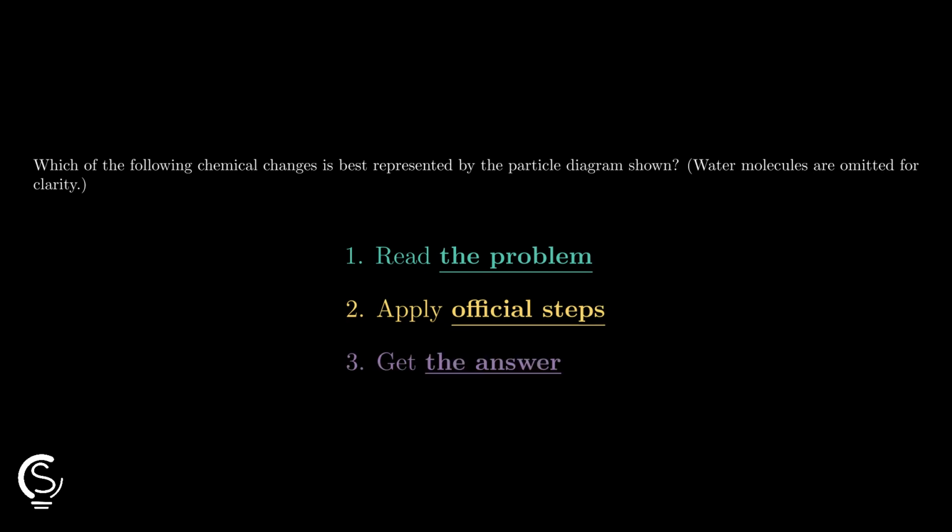Let's level up. Particle diagrams look tricky, but we can solve this chemistry problem by counting the ions in each box. Let's find the right reaction.